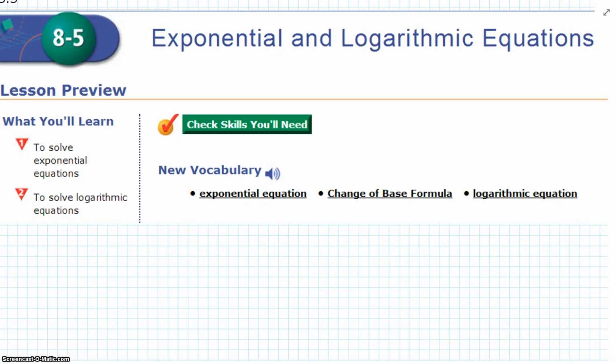Algebra 285, exponential and logarithmic equations. In this one, we're going to learn to solve exponential equations and logarithmic equations.